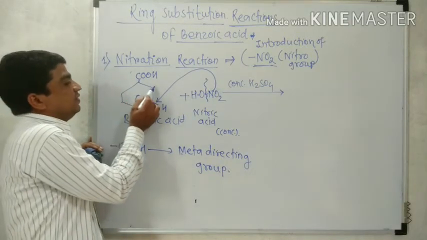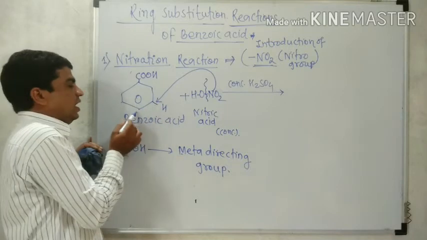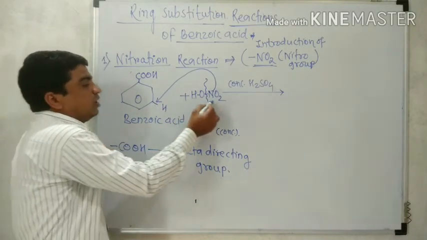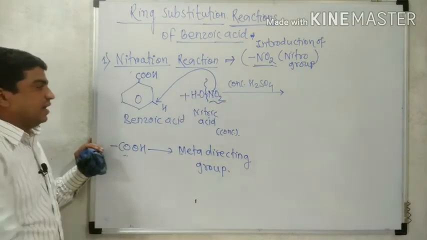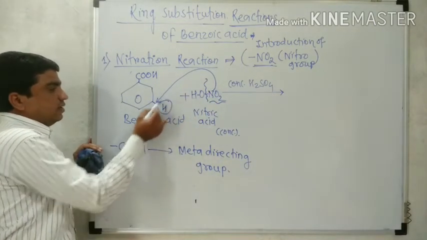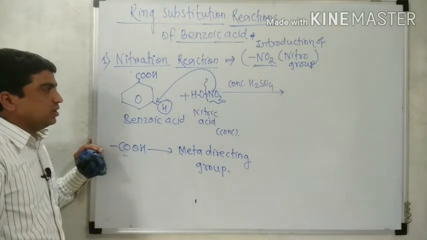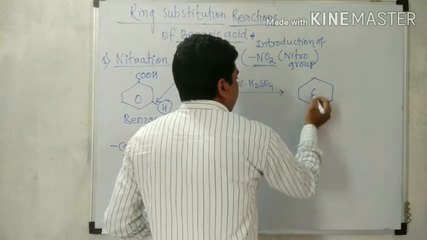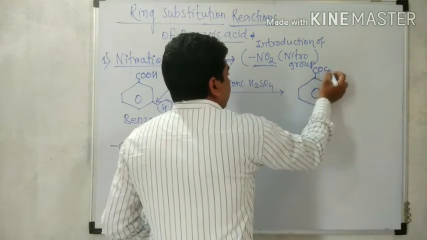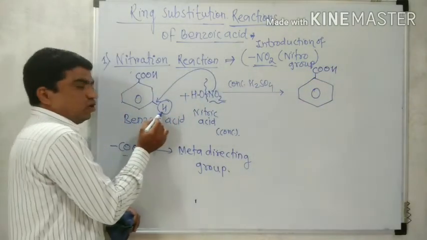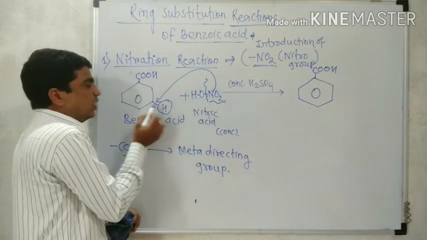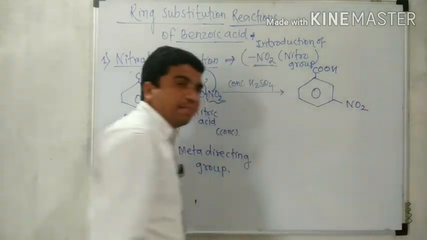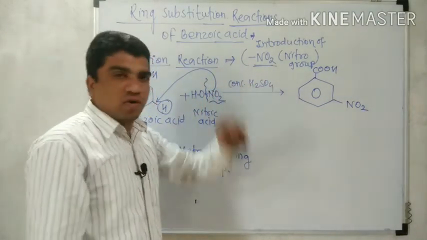We know that this is ortho, this is meta, and this is para. So due to the COOH meta directing group, the NO2 group from nitric acid replaces the hydrogen atom of the meta position. So here we obtain, due to replacement of this hydrogen only, NO2 attached to this carbon. So only one compound is obtained.